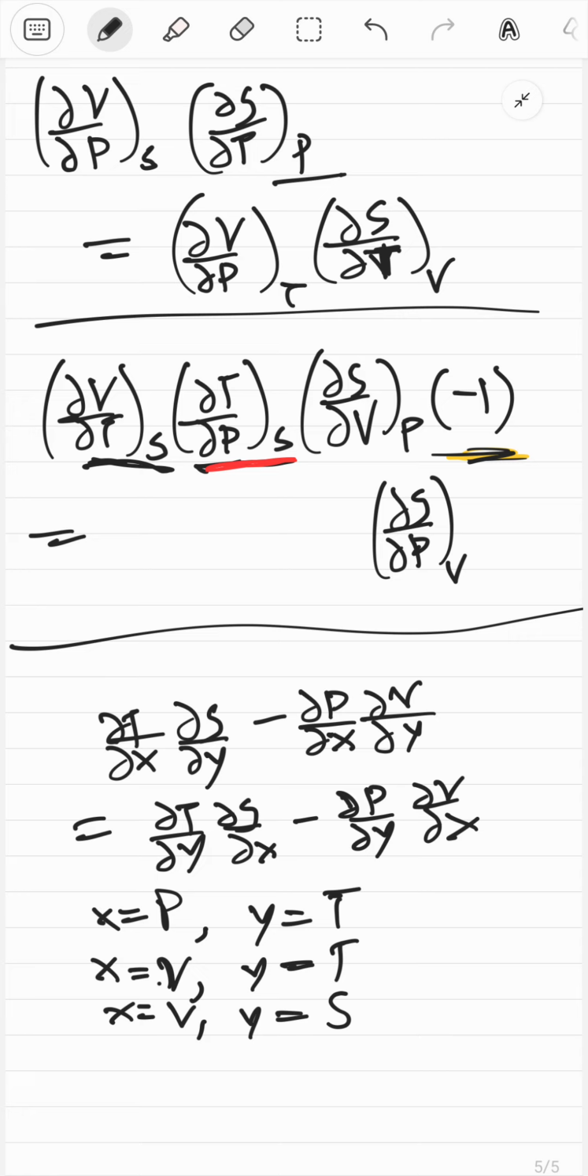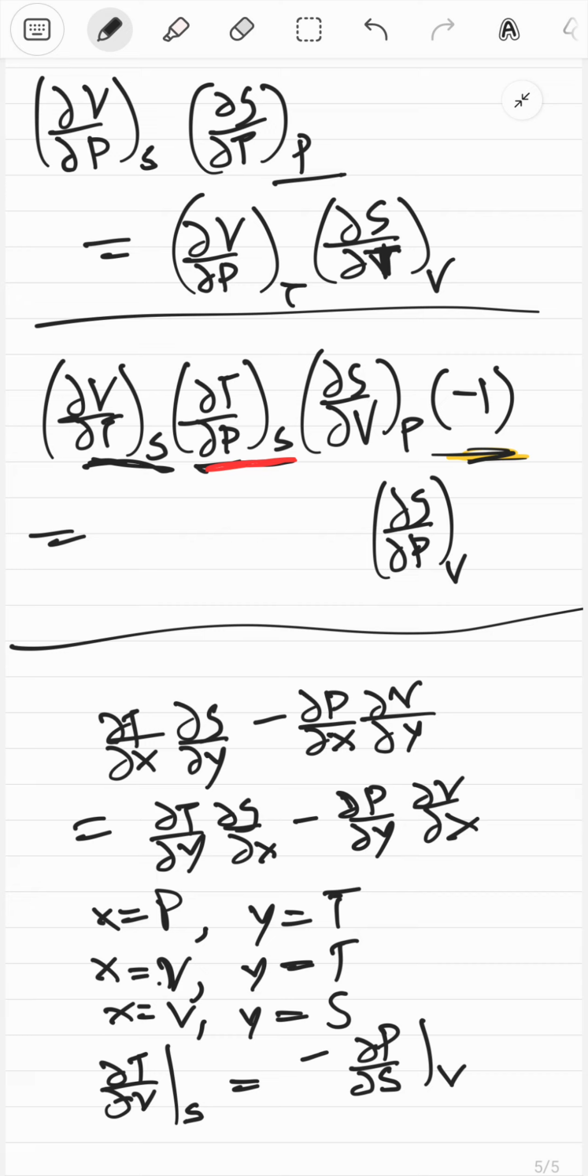Okay, so y equal to entropy. So this term is gone, and this term is gone, so we get a normal equation. So it's partial T by partial V at constant entropy, that's equal to negative partial P by partial S at constant volume, I suppose. Okay, cool. I'm getting better at this stuff.